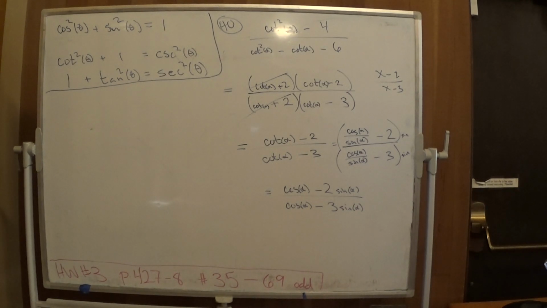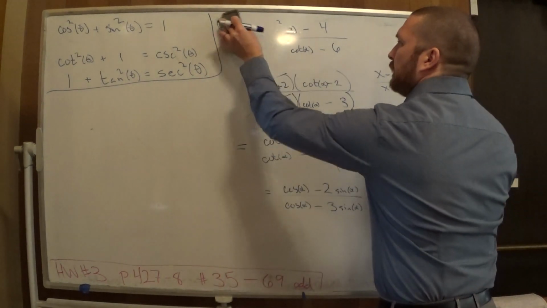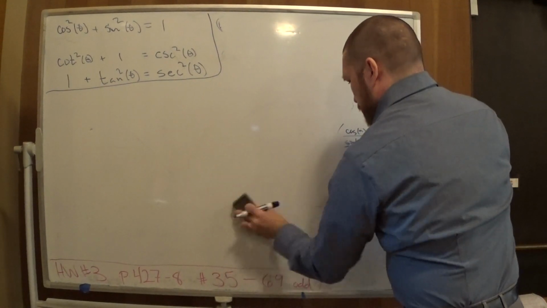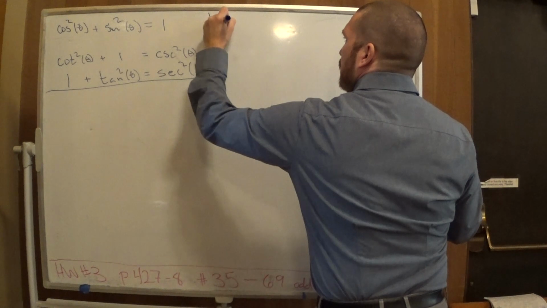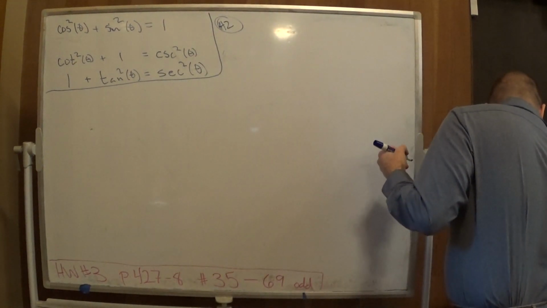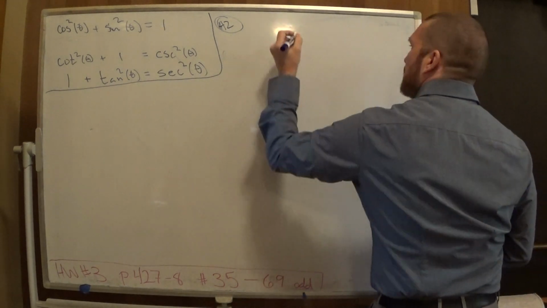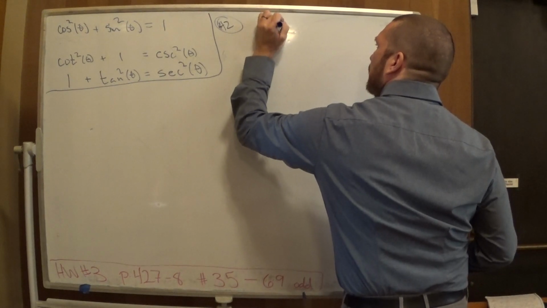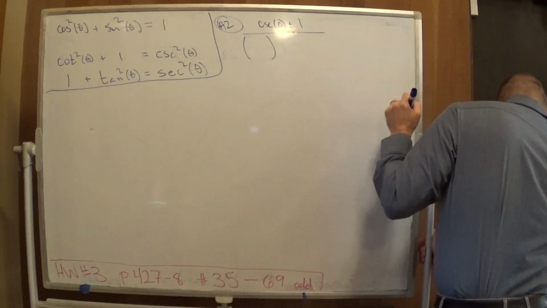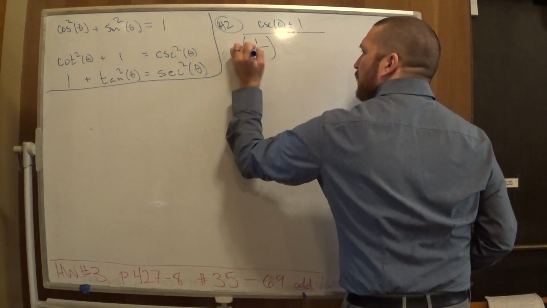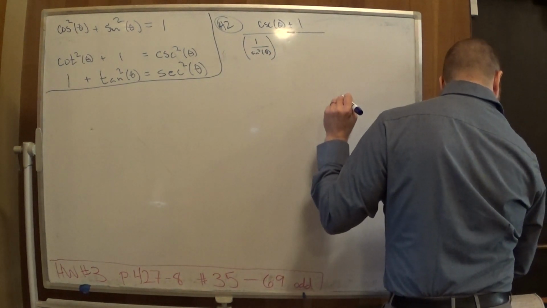No? Let's do another one that's a little funky. This is 42, and it also says simplify, or it might say write in lowest terms. I'm not sure, but at any rate, this says cosecant theta plus 1 over 1 over sine squared theta plus cosecant theta.